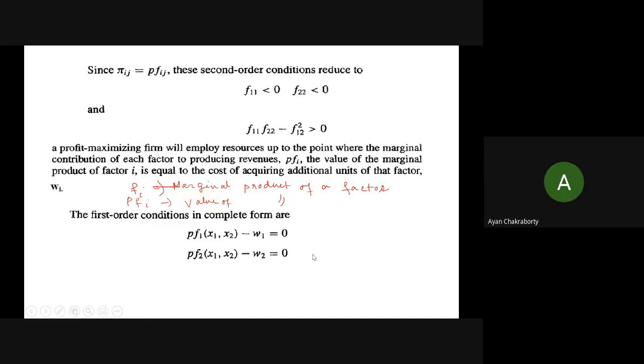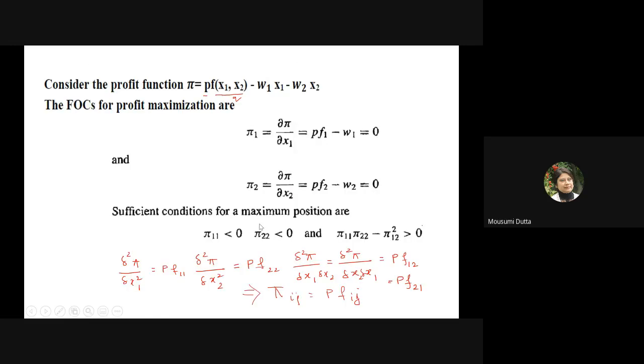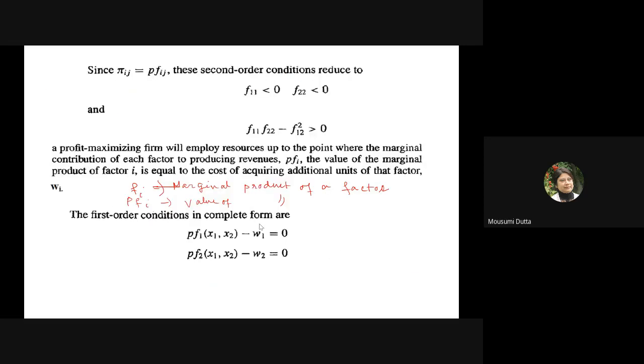Ma'am, but here only x1 star and x2 star satisfy this equation. So will we not write here only x1 star, x2 star? Please listen to me. Please listen to every step. First, I told you this is the expression we can write in this way, the first order condition simply, where x1 and x2 are implicit. Then we are bringing x1 and x2 into this equation. These two equations are functions of x1, x2, w1, w2, p.